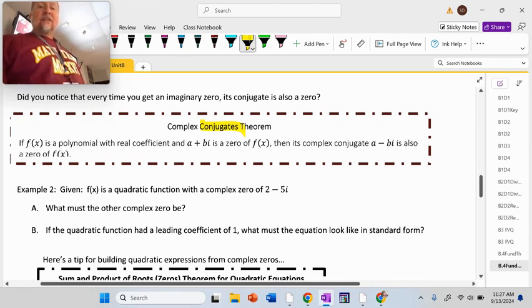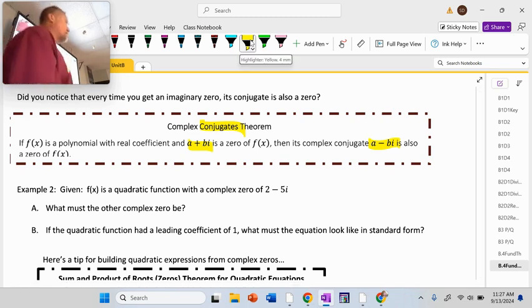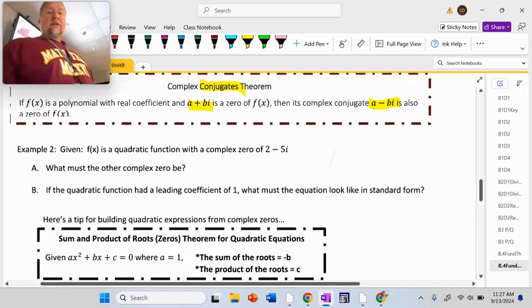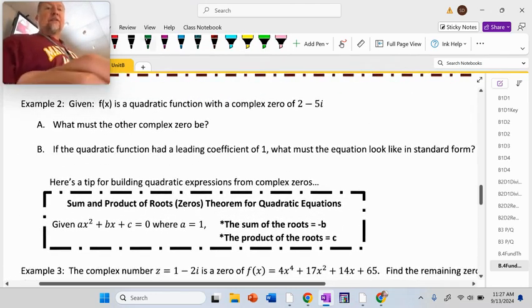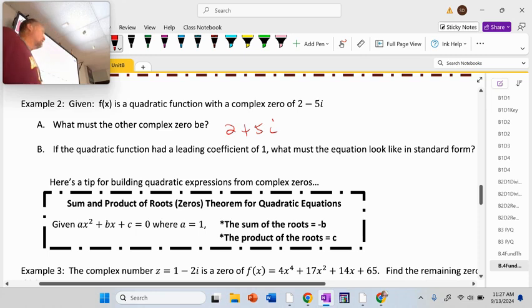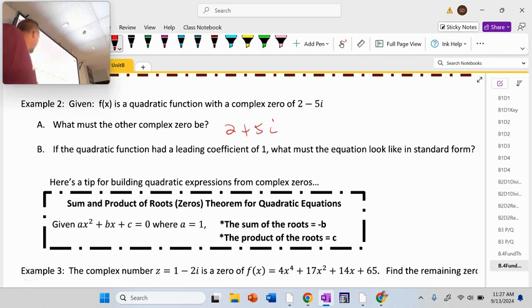So if a plus bi is a zero, then a minus bi has to be a zero, if the polynomial has real coefficients, which is what they always do. They always do. All right? So in quadratic form, if a complex number is 2 minus 5i, what must the other one be? By golly, it must be 2 plus 5i, because of the plus or minus in the square root.